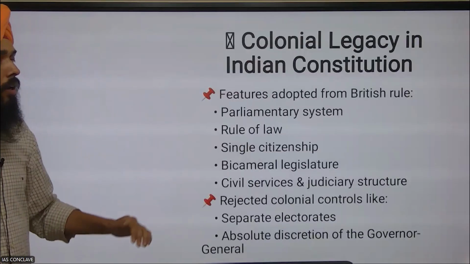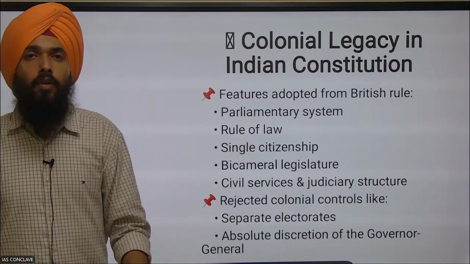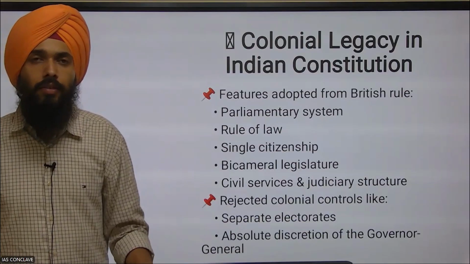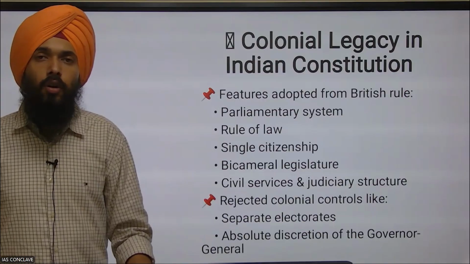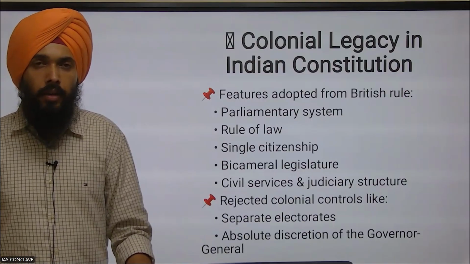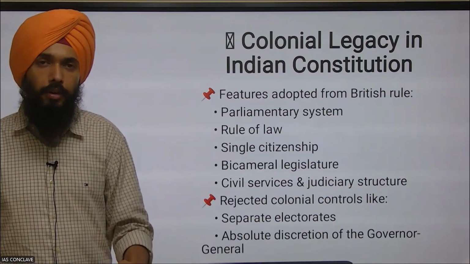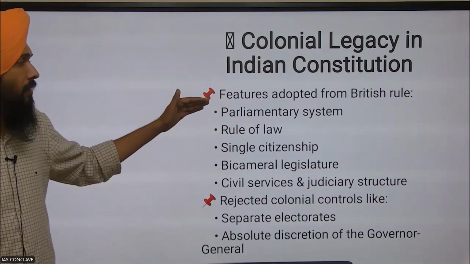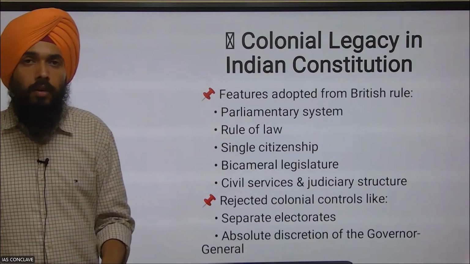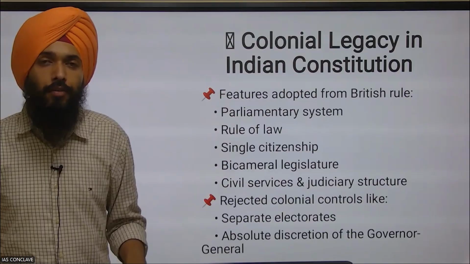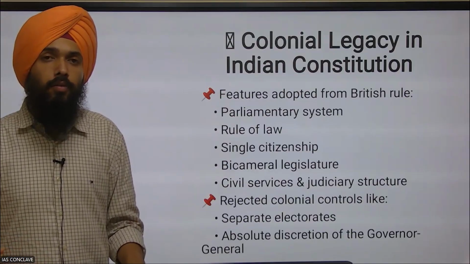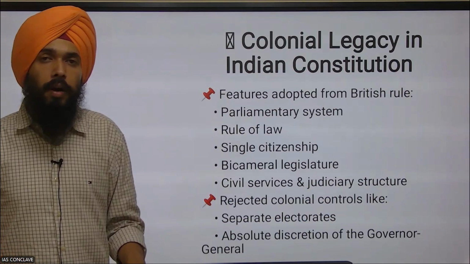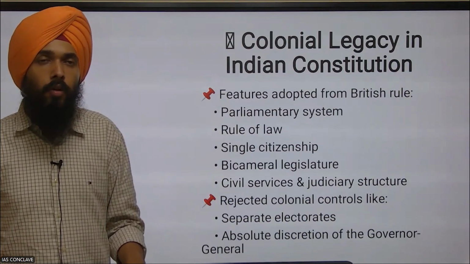Next, colonial legacy. Our constitution still has some colonial legacy. In colonial times, not everything was bad. The governance system we have borrowed from it, some features like the parliamentary system. Sometimes debates arise about why we have followed the parliamentary system. So we have borrowed the parliamentary system from colonial times.